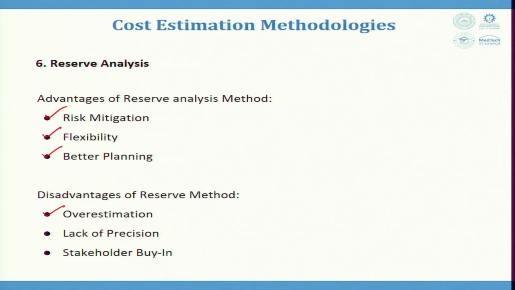20% of the cost that you are taking, you need to take finance from different investors, you may have to pay back the interest. So, overestimation is there. Lack of precision is always there because it is always difficult to precisely predict what kind of risk would come, what would actually impact your product. Then stakeholder buy-in, that means one may face resistance from the stakeholders to allocate additional funds for the reserves. With this, the cost estimation methodologies are complete.